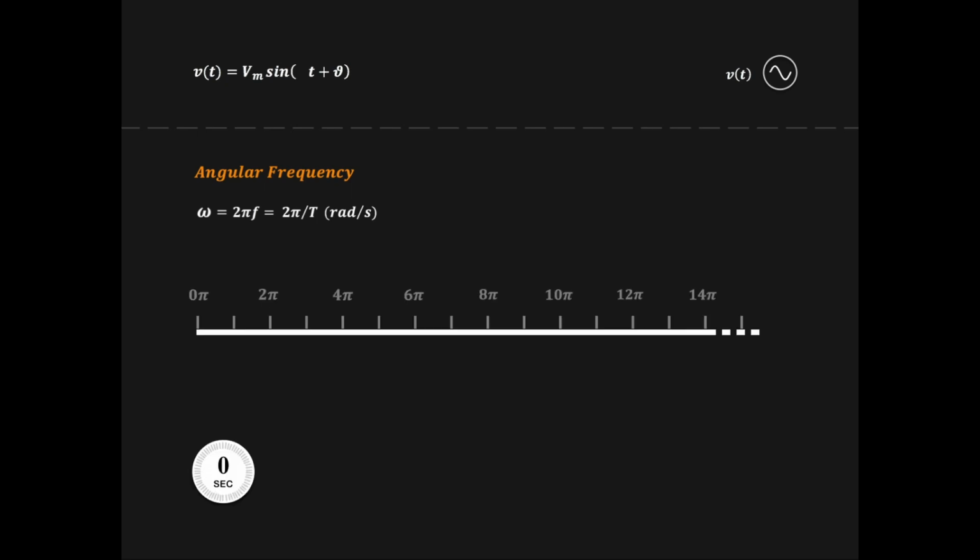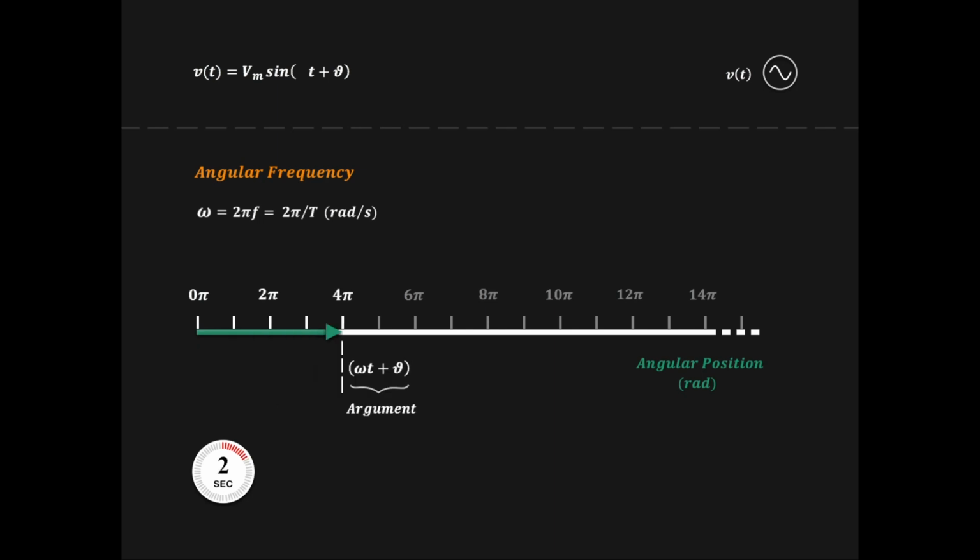We begin with the coefficient of time, omega. Omega represents angular frequency and is defined as the angular displacement per unit time. It is equal to 2 pi f, or equivalently 2 pi divided by the period, and carries units of radians per second. At the moment we begin to measure time as indicated by the timer, the argument of the sine function begins to advance from its initial position of 0 pi radians.